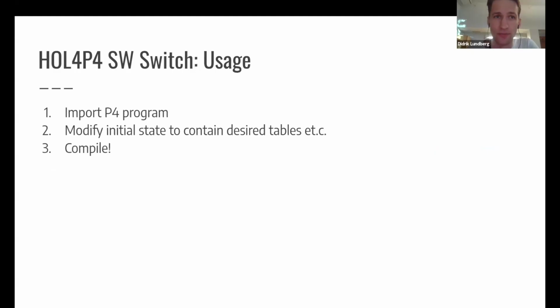So how would you use this then? Setting up the HOL4P4.exe is mostly completely automatic. So you just run a shell script that imports the P4 program, same as before, with some different flag to signify that you want to use this with software switch instead. Then modify the initial state to contain the table configuration you want. If you didn't already hard code this into the P4 program, then you don't need to do anything here. Then run another script that compiles the HOL4 theories and runs the KML compiler after that, which finally yields a binary.